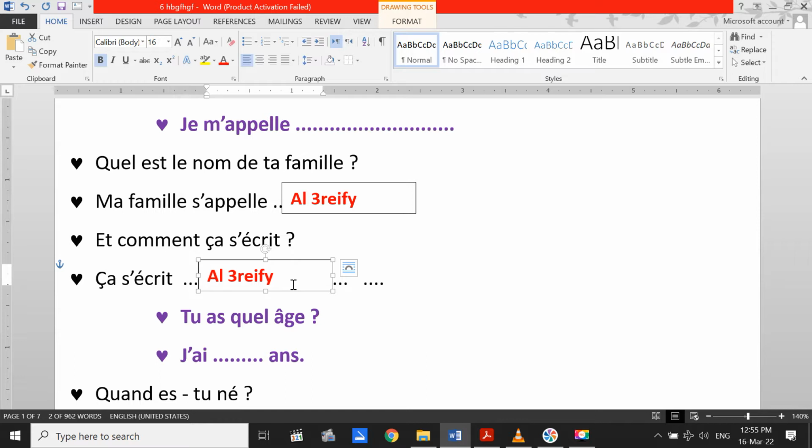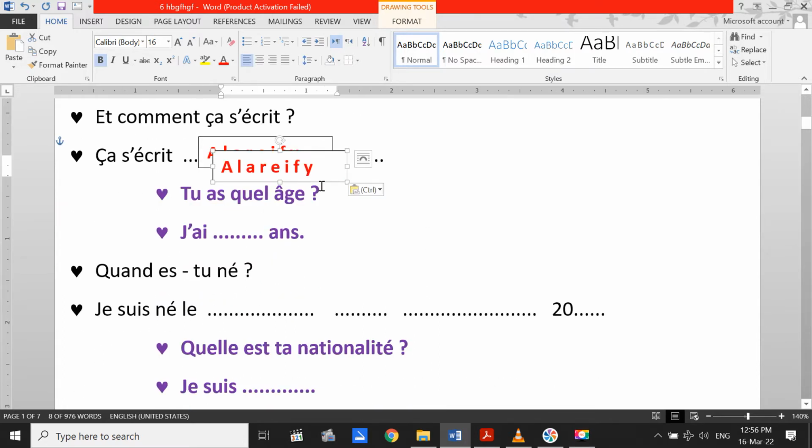So it's a proper name. There is no rule to write or to understand the proper names. We just need to know the letters from the person. Comment ça s'écrit? Ça s'écrit A, L, this is A, but there is no A. Okay, we can write it A, R, E, I, F, Y. Comment ça s'écrit? Ça s'écrit A-L-A, R-E-I-F-Y. Donc, tu as quel âge?